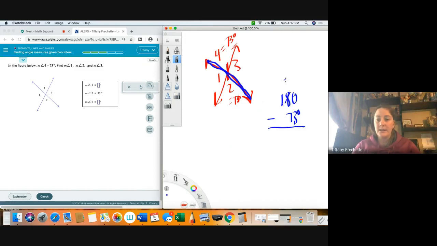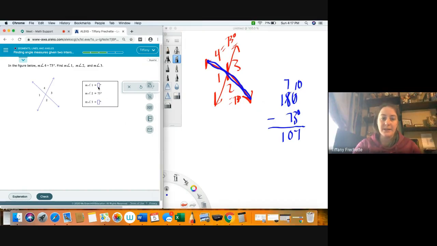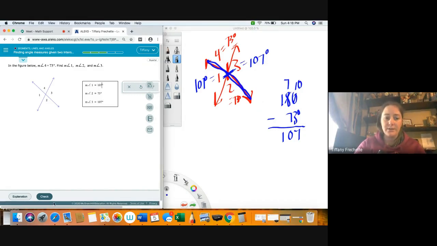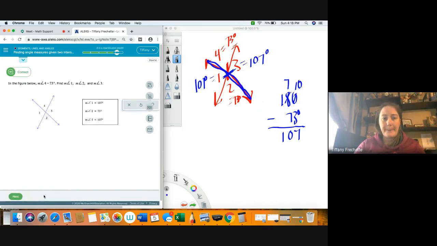I'm going to subtract. And this time, I am going to pay attention to my borrowing. So we end up with 107 degrees. So we have 107 degrees for angle 3. And because I can go across the vertex, I know that this is 107 degrees. And remember, I just talked about that too. It's the exact same calculation. You would subtract 73 from 180 for this side. If I were to flip it and look over here, I'd still subtract 73 from 180 to go to angle 1. So both of those angles end up 107 degrees. All right. So another topic down.